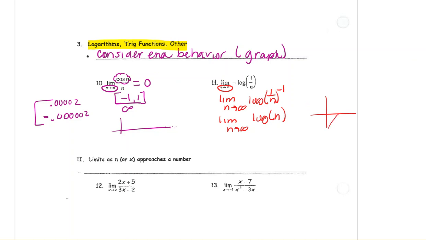So the log graph goes like this. And so the bigger numbers I put in for n, which means as I go to the right on my graph, my y's go up. They go up really slowly, but they go up, which makes this infinity.